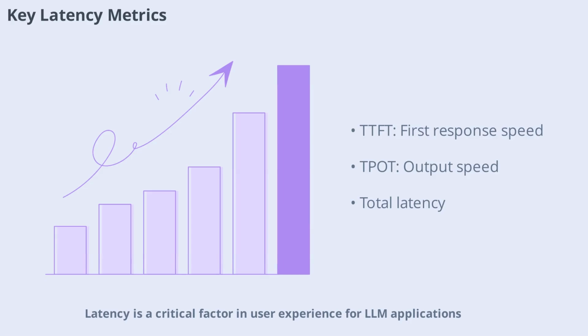Latency is a critical factor in user experience for LLM applications. The main metrics to track are time to first token (TTFT), time per output token (TPOT), and total latency. TTFT measures how quickly the user sees the first response, which is vital for engagement. TPOT tracks the speed of ongoing generation, and total latency is the full round-trip time.